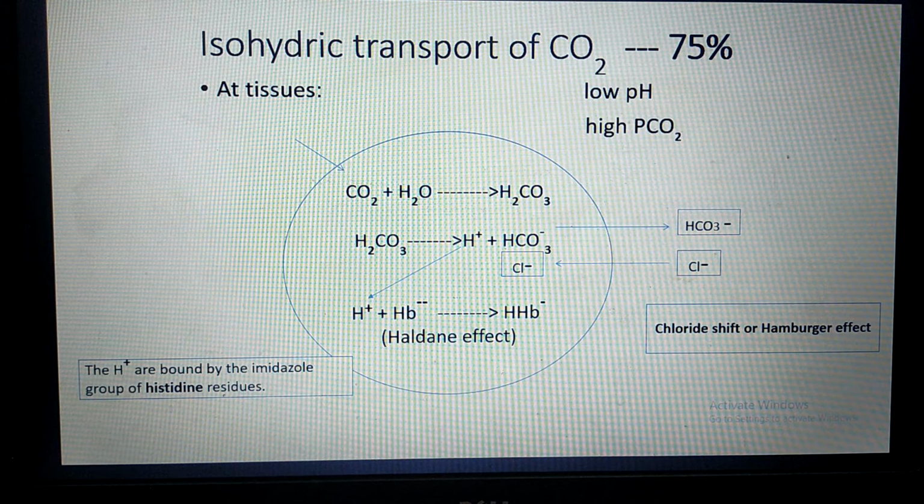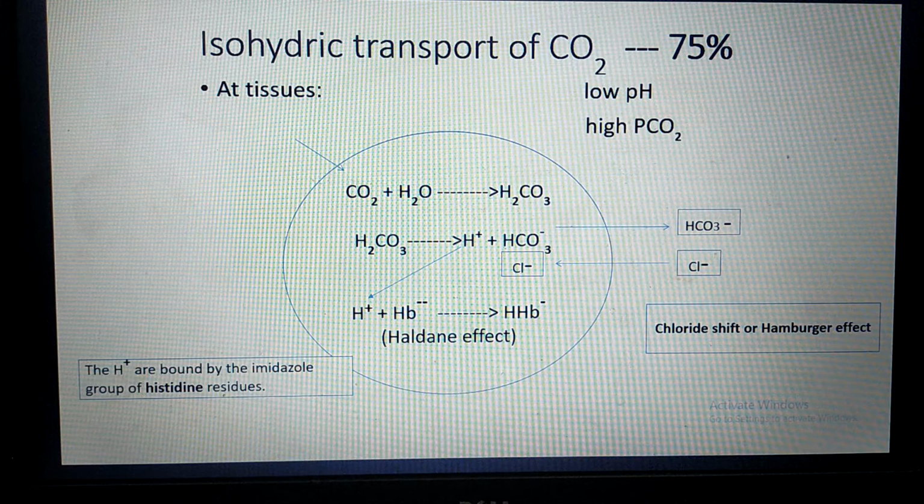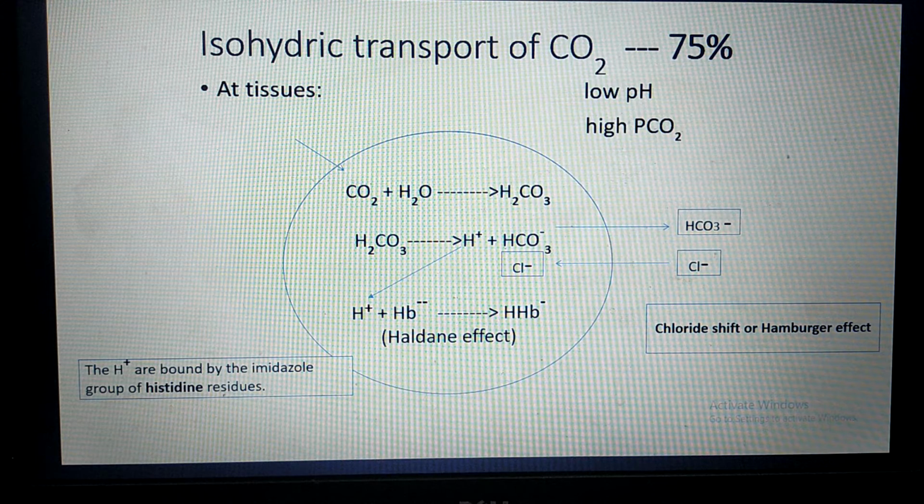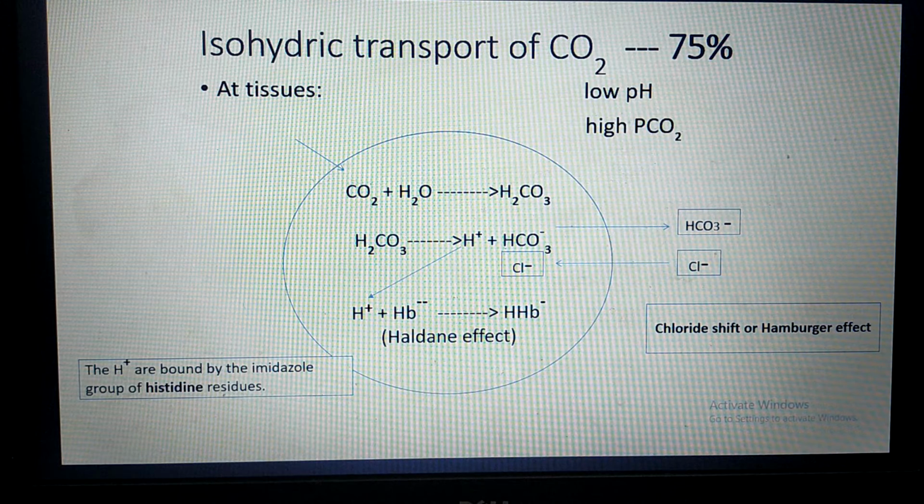deoxyhemoglobin to form HHb. This is called the Haldane effect. Now, the bicarbonate ions, which are comparatively larger in size, move out of the RBC into the blood with their charge. To maintain electrical neutrality, the same number of chloride ions enter inside the RBCs. This is called chloride shift or Hamburger effect.